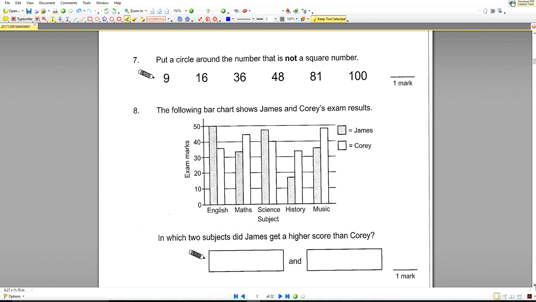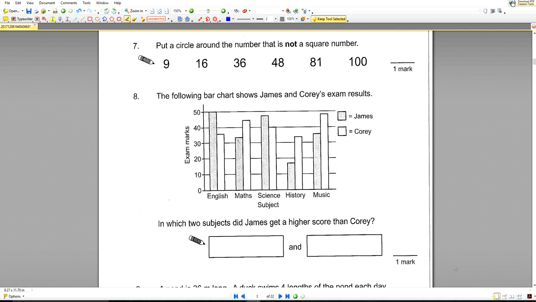Okay, question number 7. Put a ring around the number that is not a square number. Square numbers are numbers like this. 1 times 1 is 1, 2 times 2 is 4, 3 times 3 is 9, 4 times 4 is 16, 5 times 5 is 25, and 36 and so on. So yes, that's a square number. Yes, that's good. Square number, 9 times 9, 10 times 10, but that doesn't come in. So the 48 is not a square number, because after 6 squared is 7 squared. 7 times 7 is not 48. So this is a fake square number. It's not a square number.